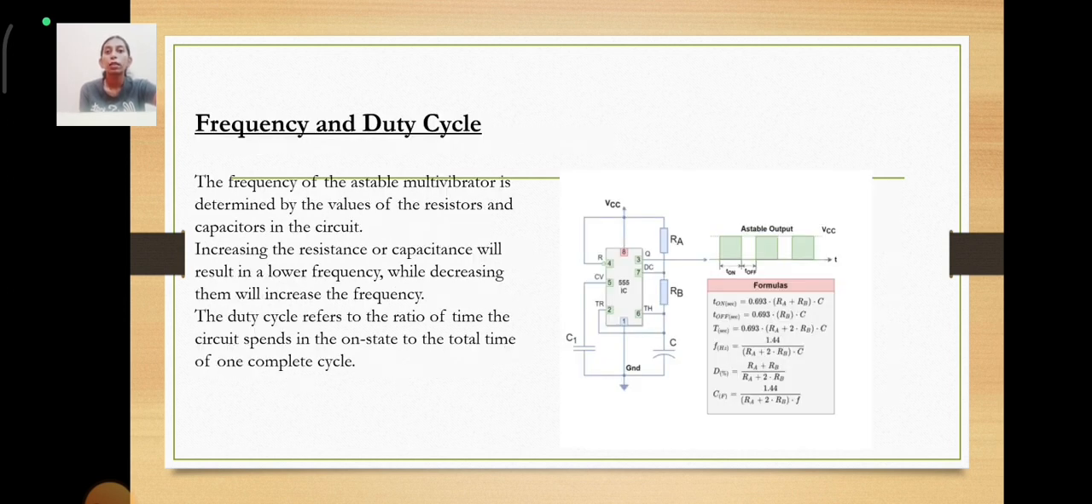Frequency and duty cycle. The frequency of the astable multivibrator is determined by the value of resistor and capacitor in a circuit. Increasing the resistance or capacitance will result in a lower frequency, while decreasing them will increase the frequency. The duty cycle refers to the ratio of time the circuit spends in one state to the total time of one complete cycle.